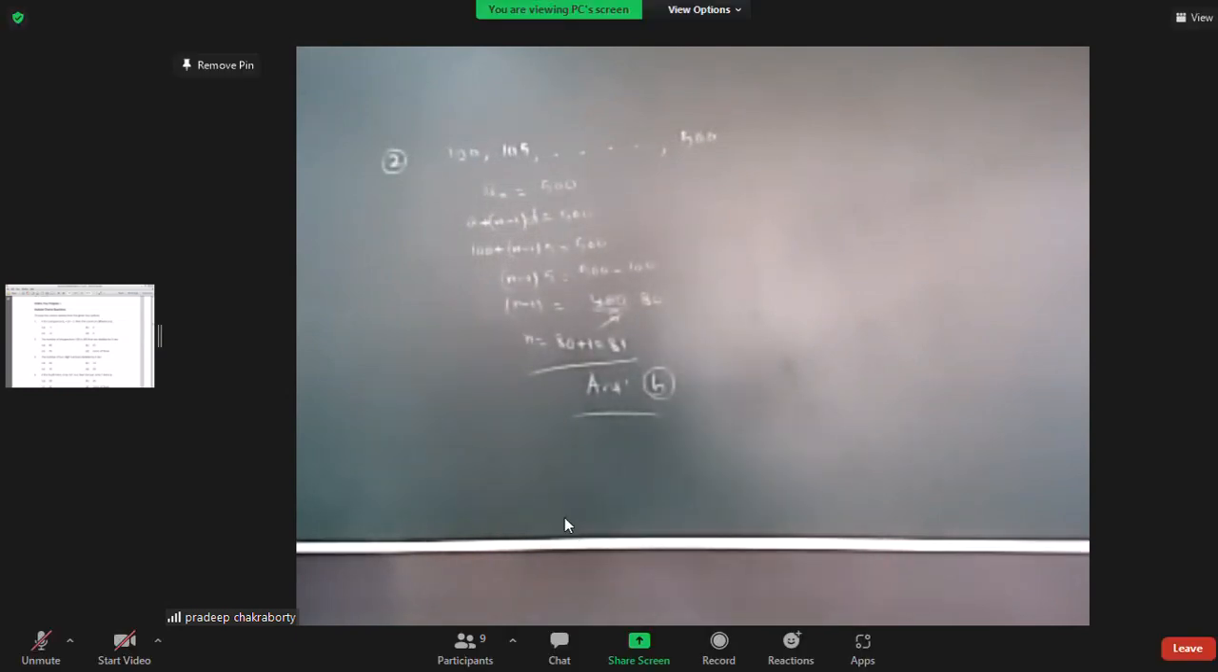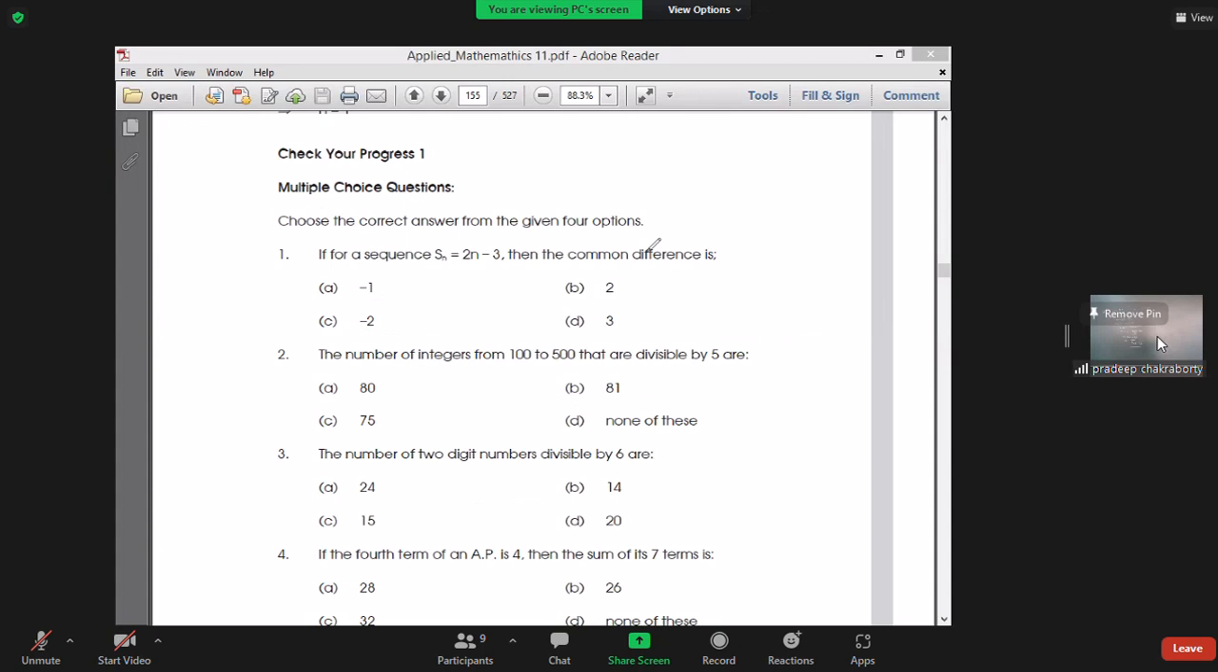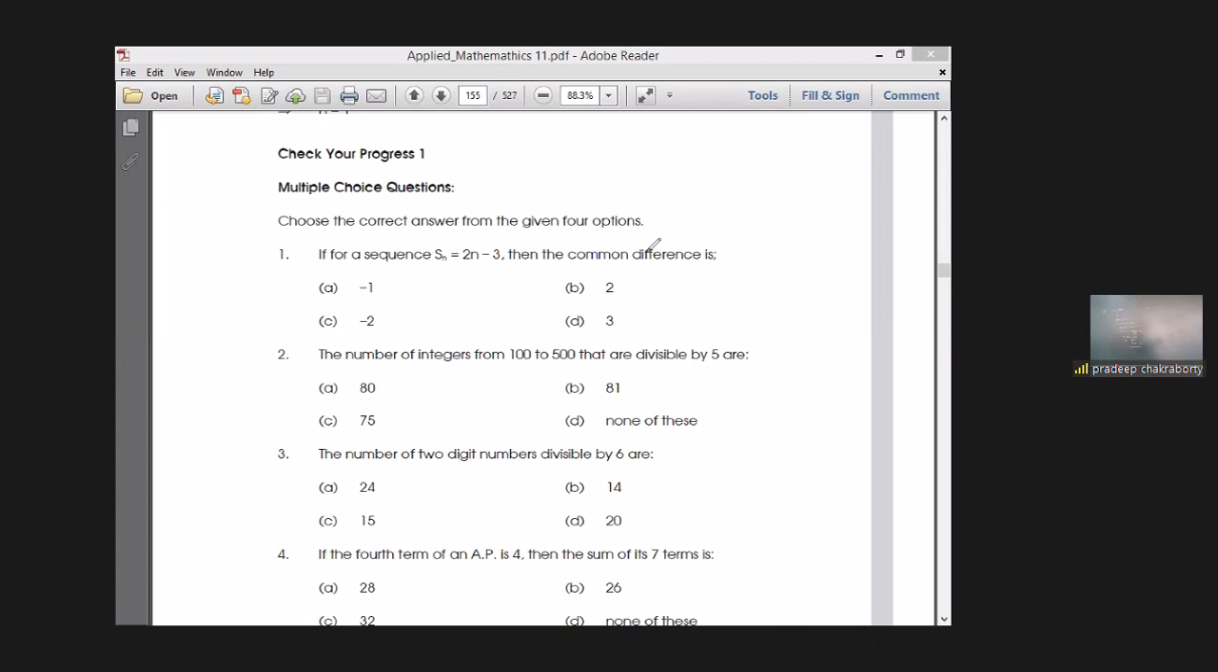See, the question can be like this. The number of integers between 100 and 500. If it asks between 100 and 500, it means you will not include 100 as well as 500. And here it is given from 100 to 500, so from means including. So we will include 100 and also 500.